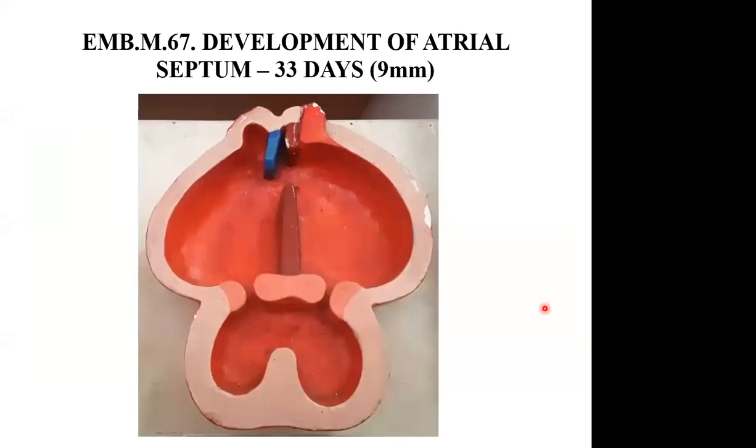Now the next model is for the development of the septum. This is mainly for the development of the interatrial septum. What do you know about the interatrial septum? How is it formed? Sir, it is formed by the septum primum. Oh, yes, very good. First, what happens? The septum primum is attached to the right atrial wall. That's not correct.